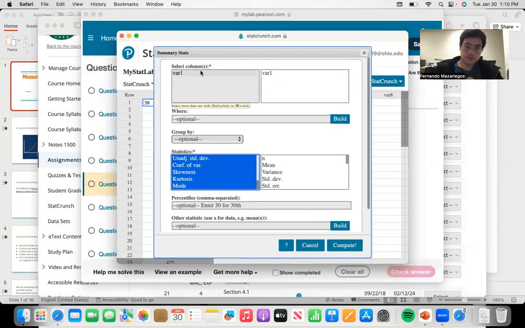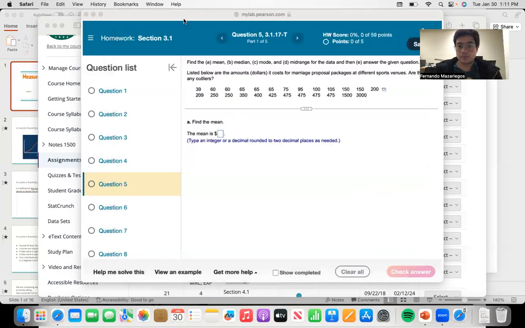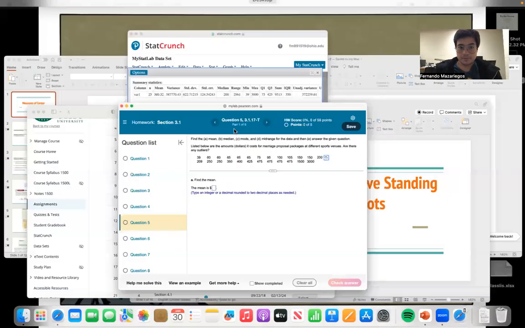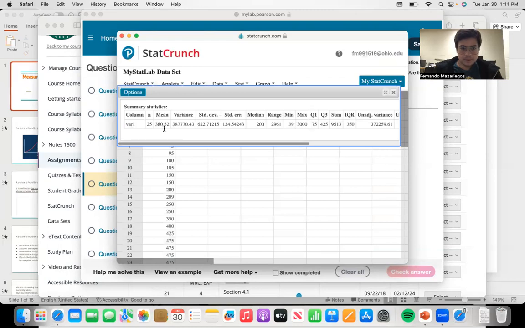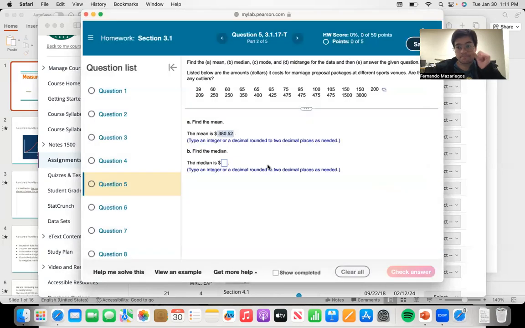So this is all we need to do. We select what column, we select what statistics, and then we click on compute. And here are the values that we need to input in the problem. So let's just start with the mean. The mean is 380.52. And we know we need to round it to 2 decimal places.